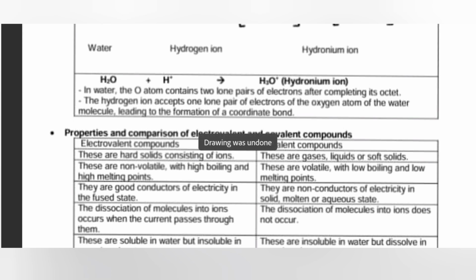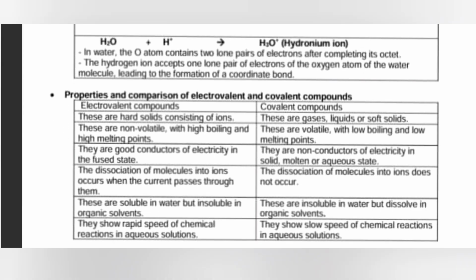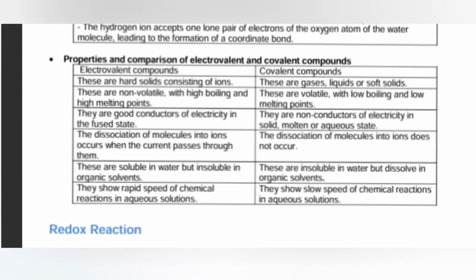In water, the O atom contains two lone pairs of electrons, completing the octet. The hydrogen ion accepts one lone pair of electrons of the oxygen of the water molecule, leading to the formation of a coordinate bond. So the properties and comparison of electrovalent and covalent bonds are as follows.